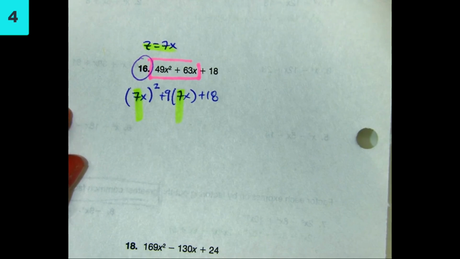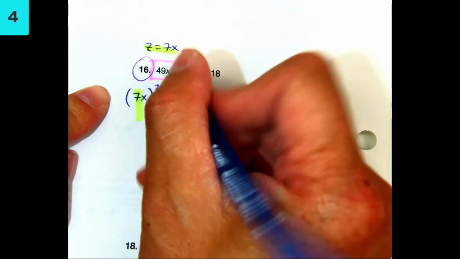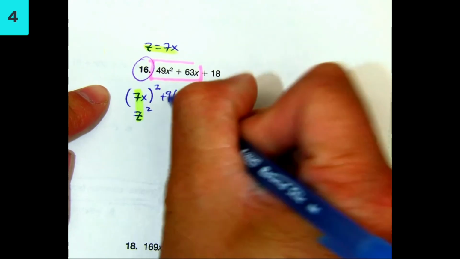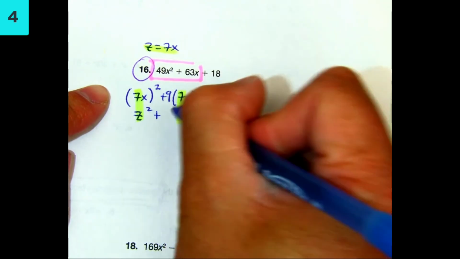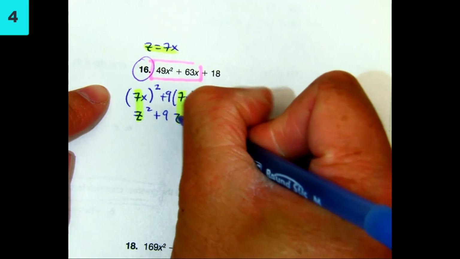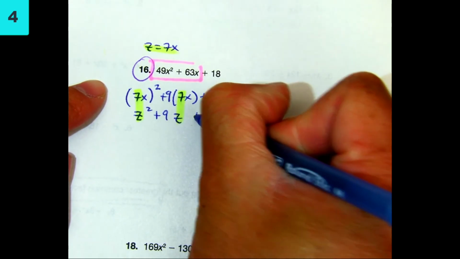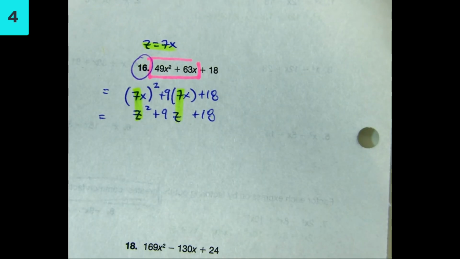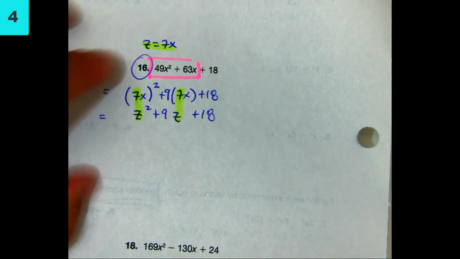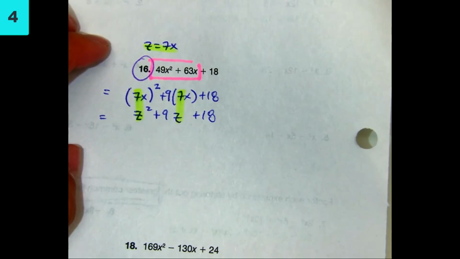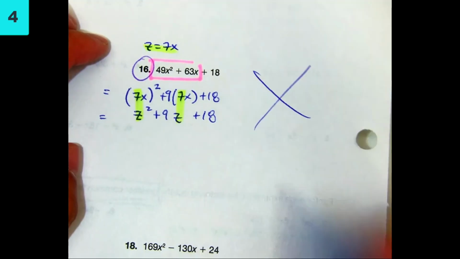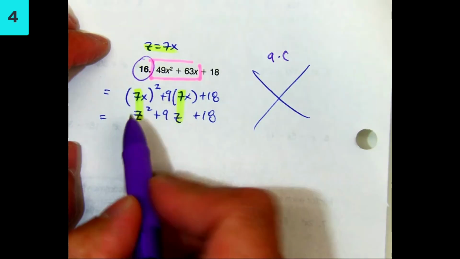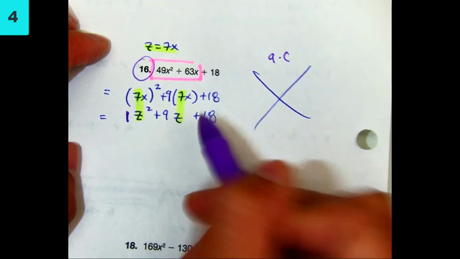So we're doing the substitution. So every time I see 7x, we're going to write z. So I have z squared plus 9z plus 18. Okay. Now these numbers are smaller, and now we can use our X factoring. A times c. 1 times 18 is 18.